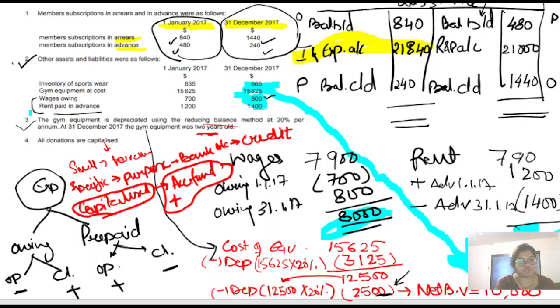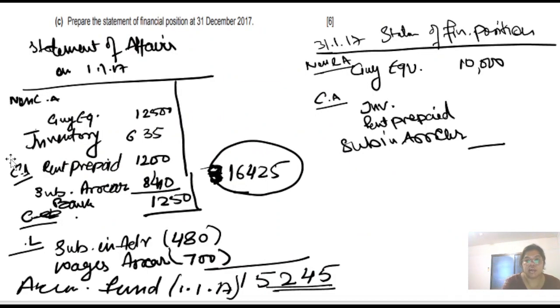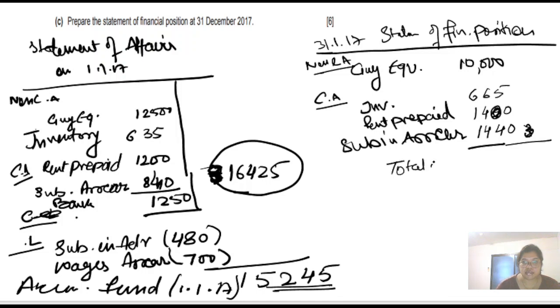So in inventory the closing value we record is 665, and then prepaid is 1400, and subscription is 1440. So our total assets is 13,505. After that you have to record your accumulated fund.